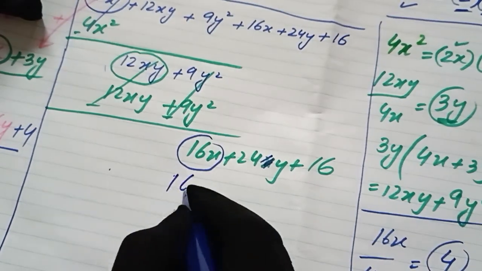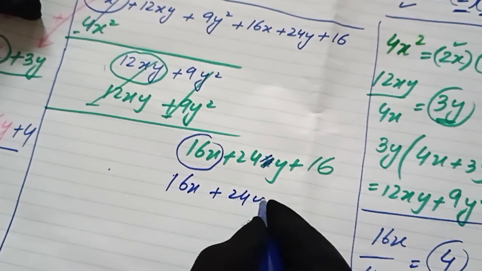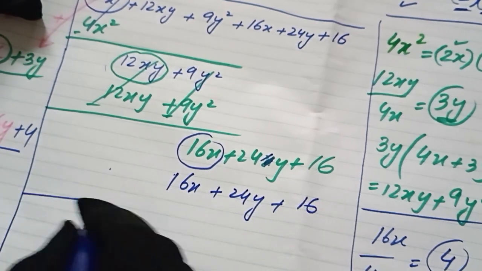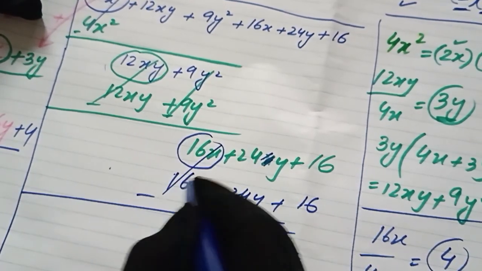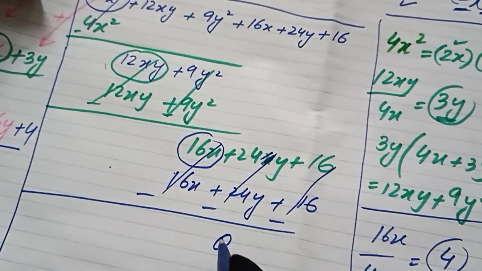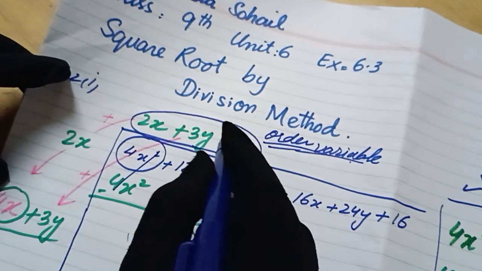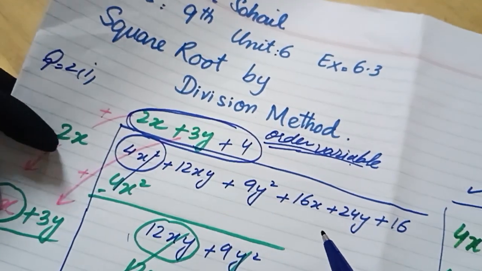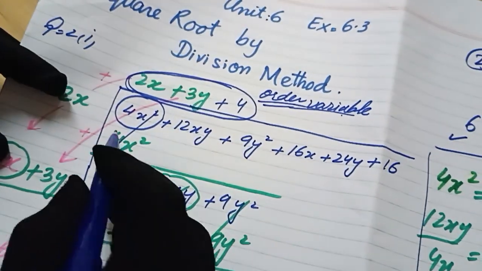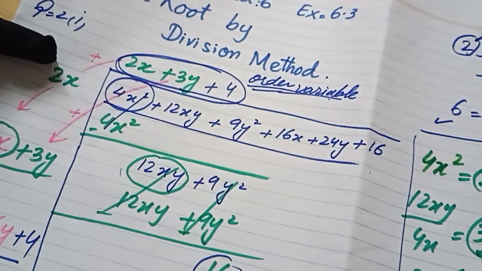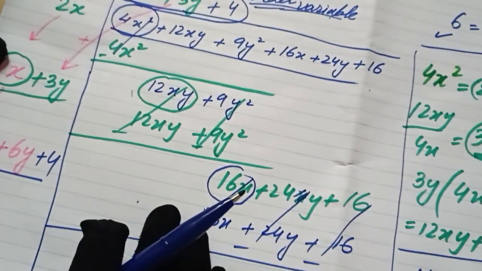Yeah, that is okay now. 16x plus 24y plus 16. Now subtract, cancel, cancel, cancel. And the answer is 0. And in this way, the answer which you obtain is the square root of the given expression, this one.